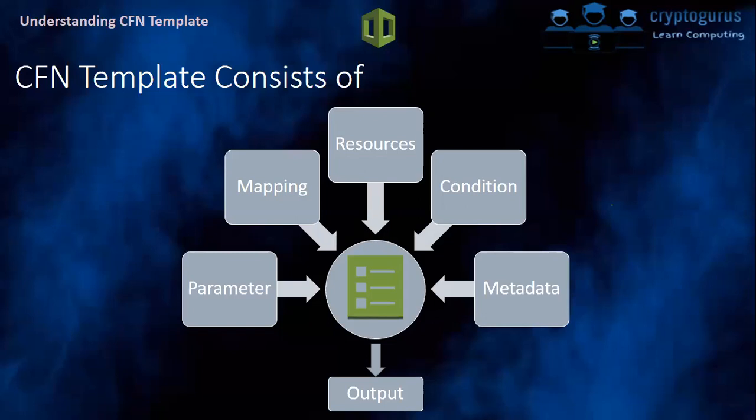We are going to discuss parameters and mappings, and how these things are useful in CloudFormation. Just now we discussed the different parts of the CloudFormation template. I'm repeating one more time that Resources is the compulsory thing that we have to specify in the CloudFormation template, and the rest of the things like mappings, parameters, conditions, metadata, and outputs are optional.